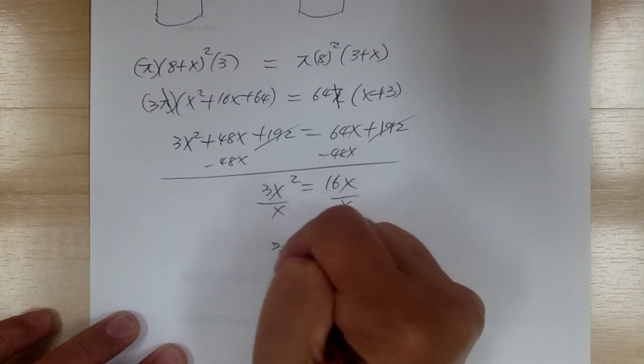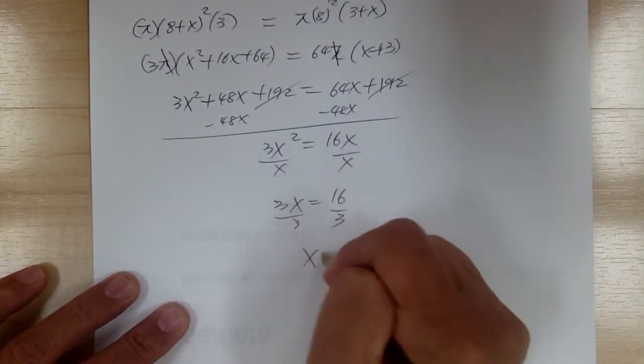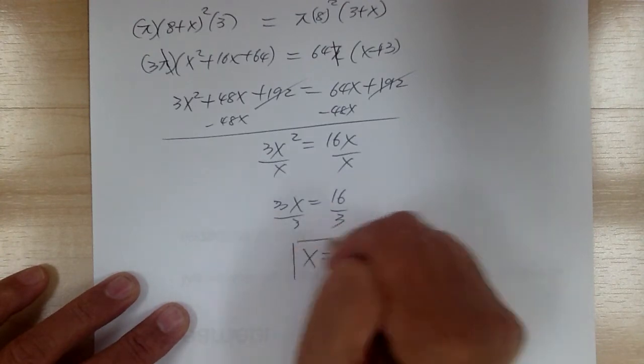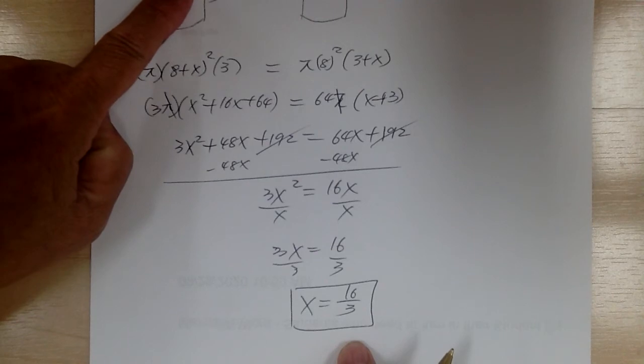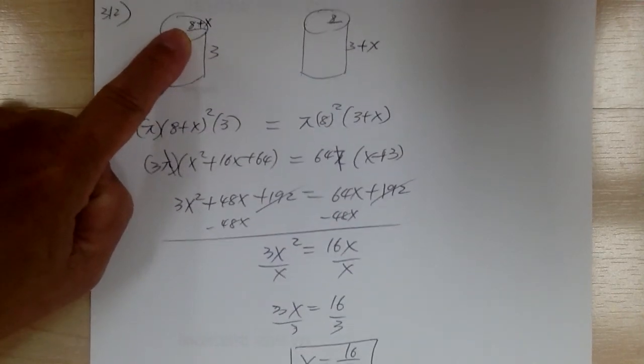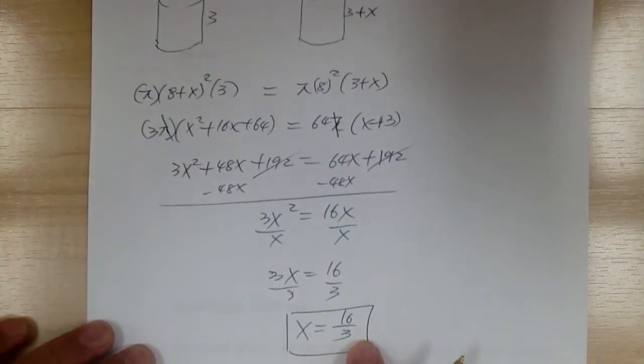So you got 3x equal to 16, divided by 3, divided by 3. So x equal to 16 over 3. So if you increase the radius by 16 over 3 or increase the height by 16 over 3, you get the same volume.